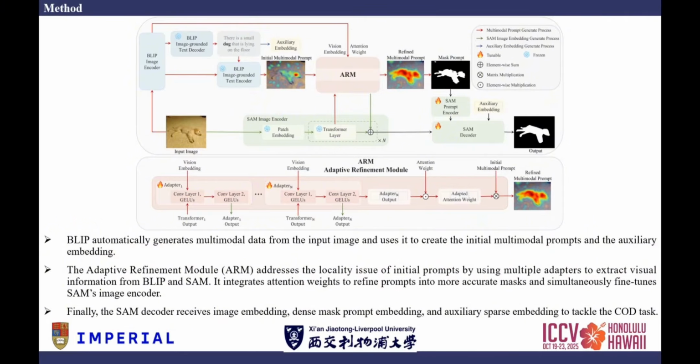Finally, the SAM decoder brings everything together. It receives three kinds of inputs: the image embedding, the dense mask prompt embedding, and the auxiliary sparse embedding. With all those combined, SAM can effectively handle the camouflage object detection task.